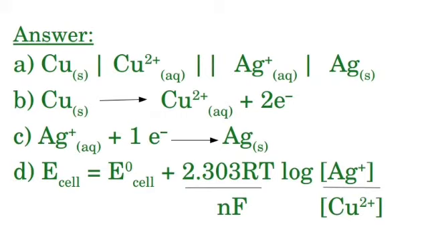The solution. A. That is the cell representation. Here copper is acting as the anode, so copper has to be written at the left side, and silver is acting as the cathode because it receives the electron, so silver has to be written at the right side. Question B, the anode reaction. Cu is getting oxidized, that is Cu gives Cu2+ plus 2 electrons.